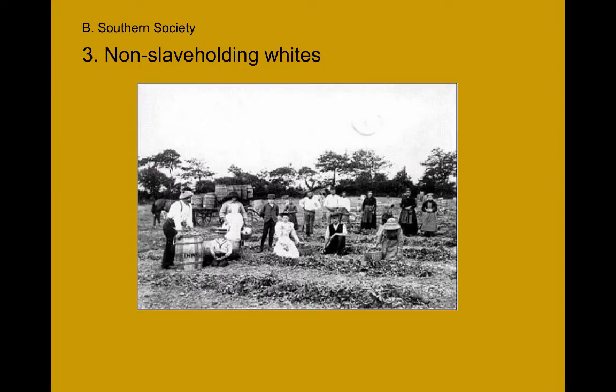Next, and a much larger segment of the population, in fact, most of the southern white population, we have non-slaveholding whites. These are people sometimes called hillbillies. They live in the less economically prosperous areas of the South. They may live in the upcountry, up in the mountains. They may live in swampy areas. These are people that own land that is not that great for cotton production because all the good land has been taken up by the plantation owners.